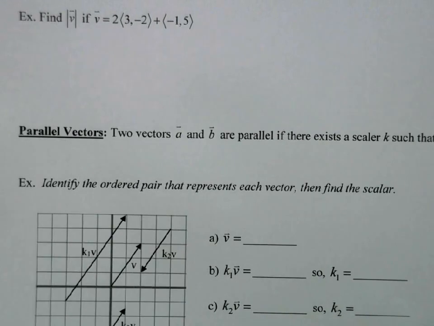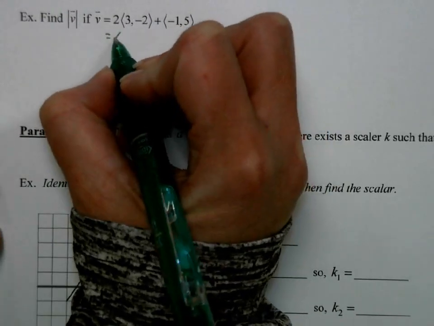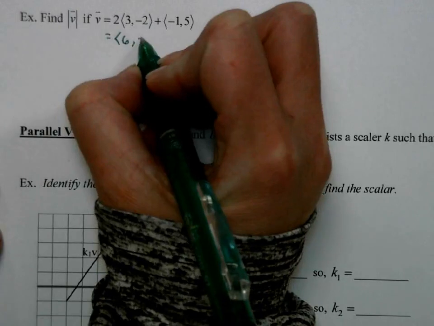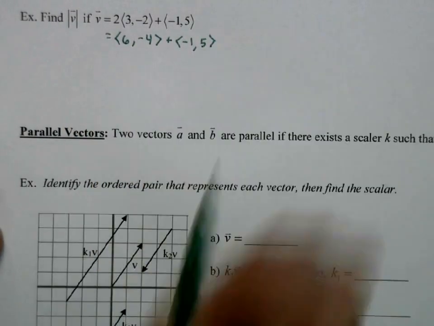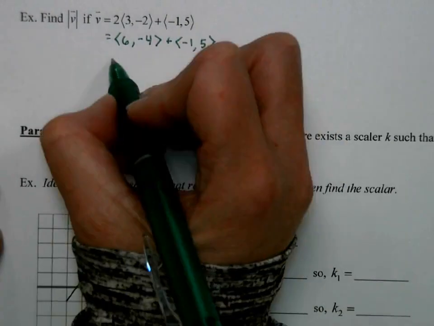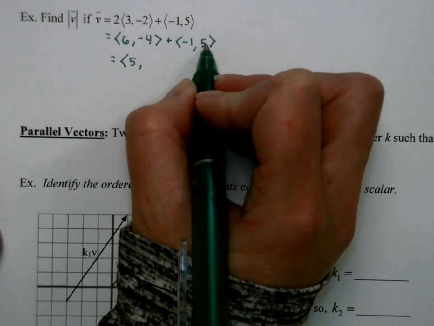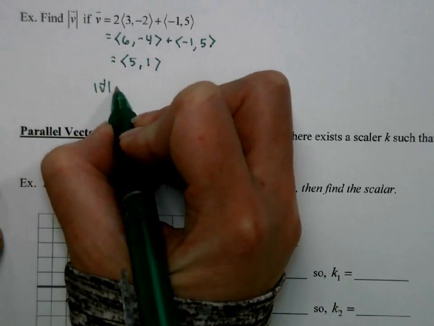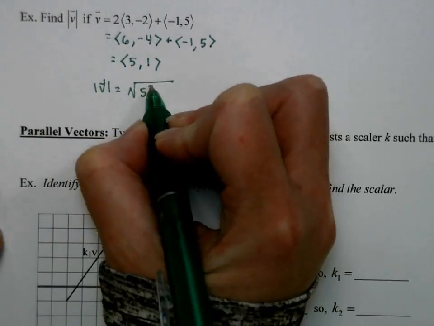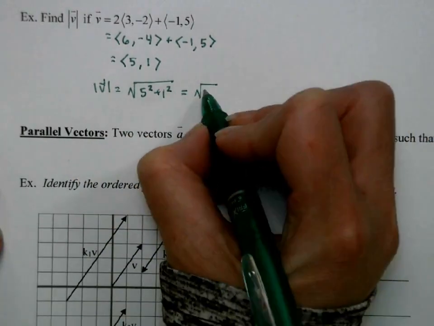Okay, so we're going to find the magnitude of v if v is all this. So first I'll go ahead and distribute. So we're going to have 6, -4, plus -1, 5. And then add the individual elements. So 6 minus 1 gives me 5. -4 plus 5 is 1. And then ultimately we want the magnitude of this. The square root of 26.